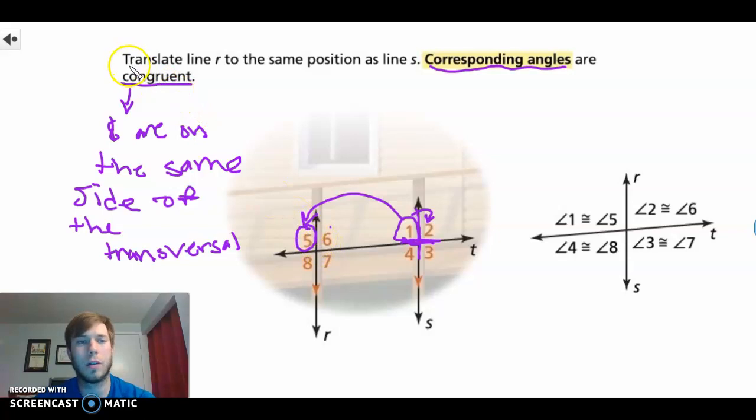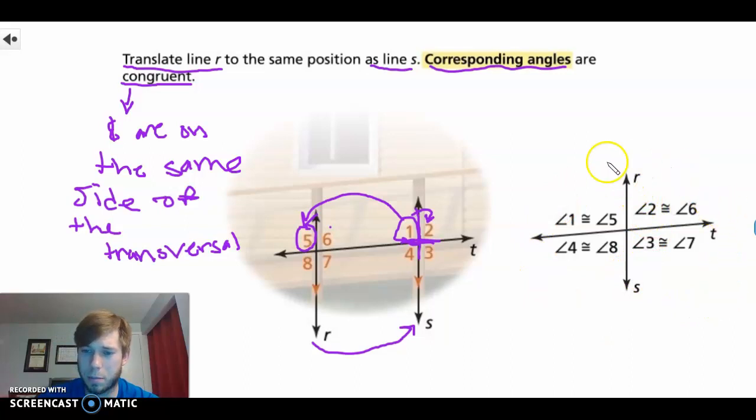Here, and you may want to consider writing this down, you're just translating line R to the position that line S is. If you take line R, slide it over, and put it on top of line S, you would get this diagram over here. You can see line R and line S are the same line now, and the transversal T is still the same slope angle.